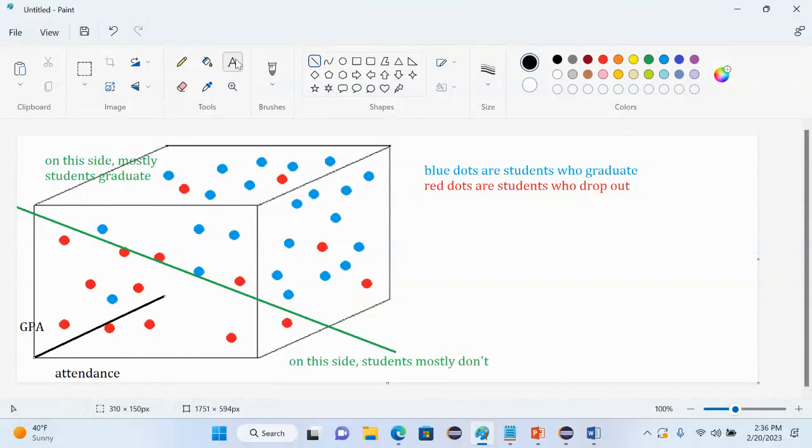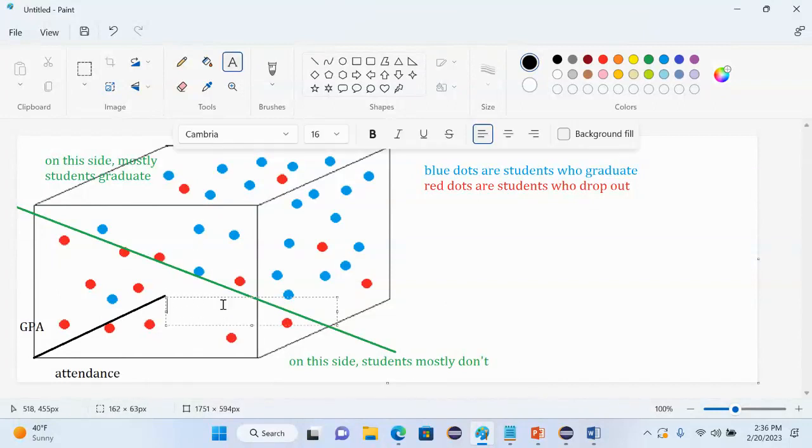I'll just do back here. This is extracurriculars, so I'll call that XC. Okay? And students who score well on these things end up in that part of the cube where there's a lot of students who graduate. Okay? This is what cluster analysis is.